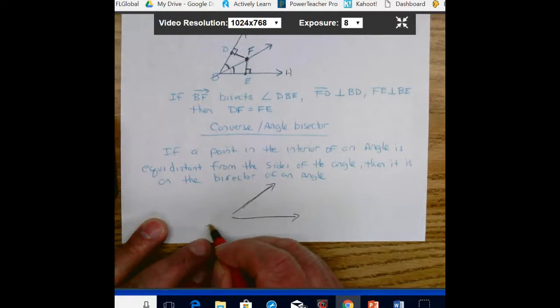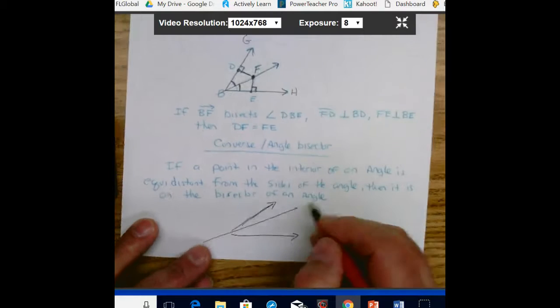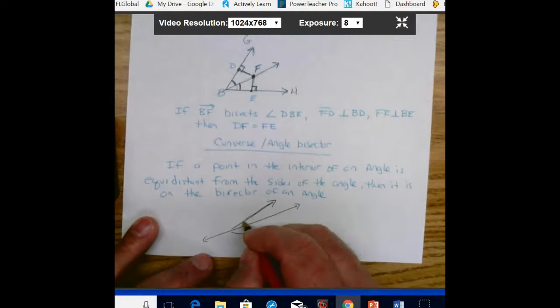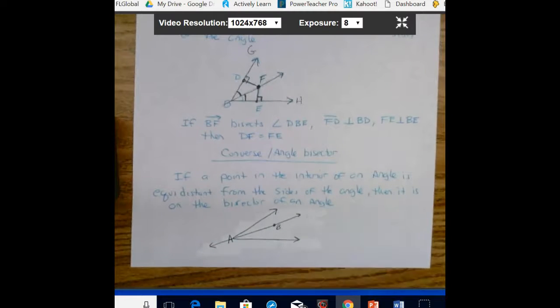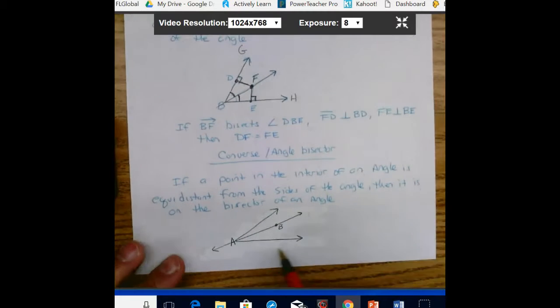We have a bisector going, that's not very good. We'll pretend it's a bisector. Okay, just pretend with me here for a little bit. Alright, so I actually redrew this one here to make it a little bit better.